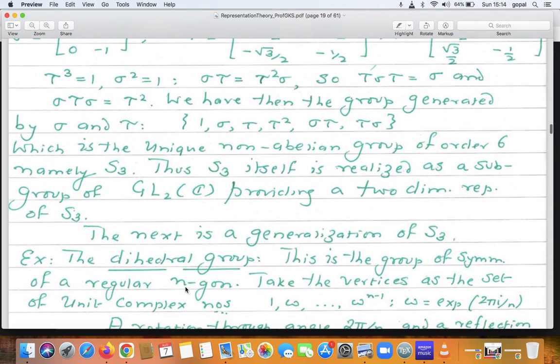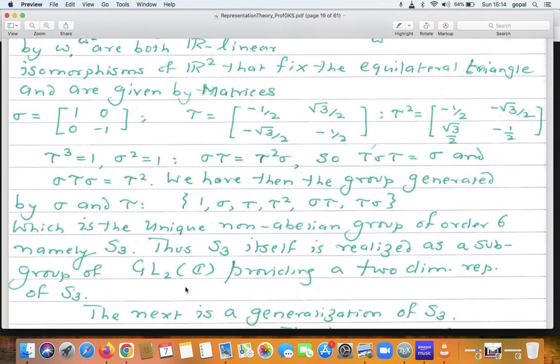Of course, S3 has two other representations. I can take all the elements of S3 and map them to C star, namely map them to the number 1 sitting inside C star, or I could take a permutation and map it to the sign of the permutation. So you have the trivial representation of degree 1, the sign representation, which is also degree 1, and this degree 2 representation. Later we are going to see that these 3 representations are what are called irreducible representations. And there are only 3 irreducible representations of S3.